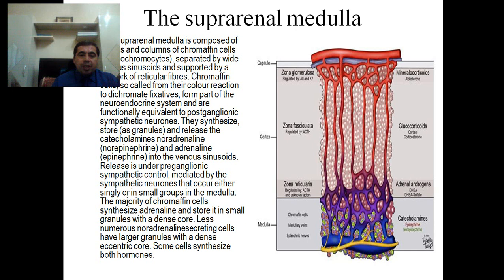Release is under preganglionic sympathetic control mediated by sympathetic neurons that occur either singly or in small groups in the medulla. The majority of the chromaffin cells synthesize adrenaline and store it in small granules with a dense core. Less numerous noradrenaline-secreting cells have larger granules with a dense eccentric core. Some cells synthesize both hormones.